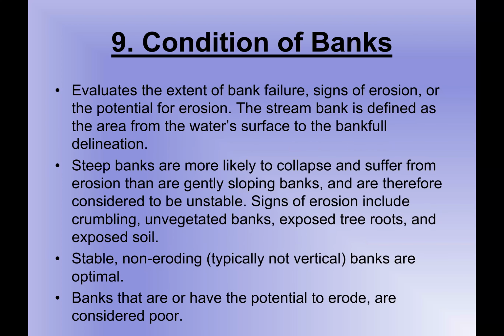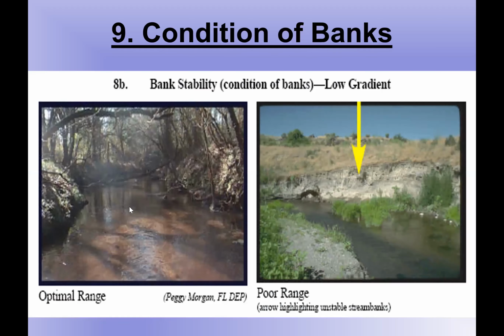So we're looking at the conditions of the bank. I think we've all seen these. We're evaluating the extent of the bank failure, signs of erosion, potential for erosion, those kind of things. Steep banks are more likely to collapse than shallower banks, okay? Signs of erosion include crumbling, unvegetated banks, exposed tree roots, etc. Stable, non-eroding banks are usually optimal. Banks that have potential to erode are considered poor. I think we've all seen that.